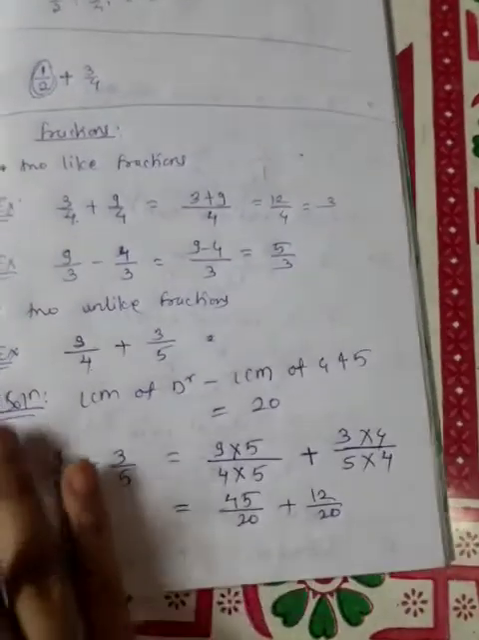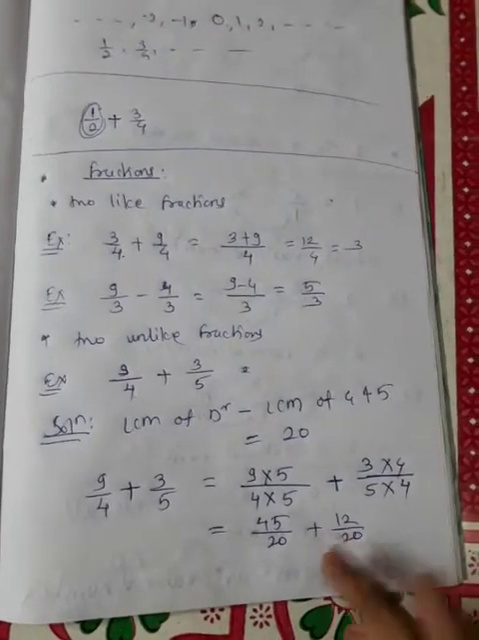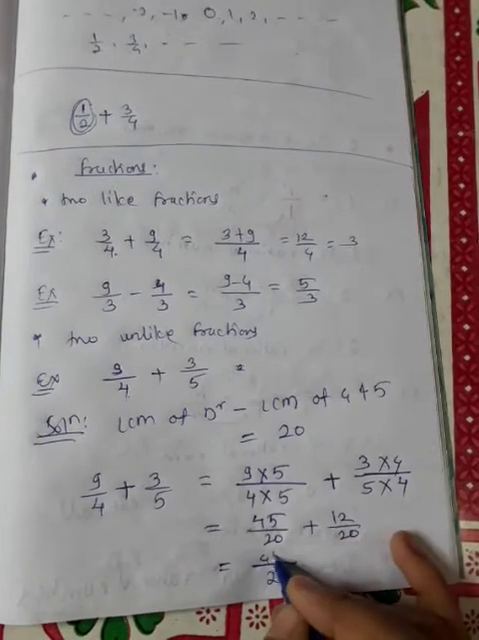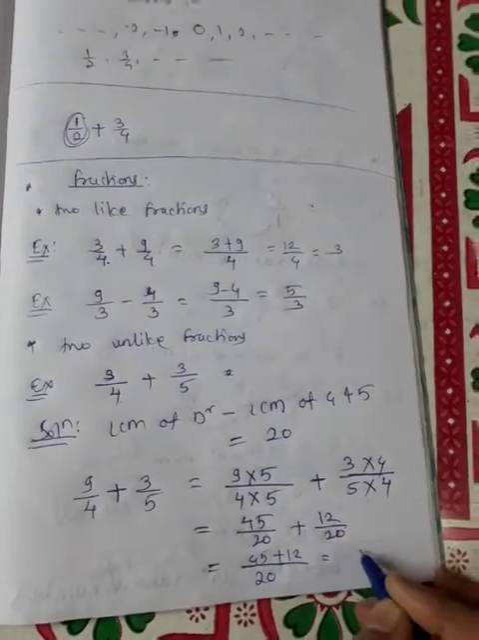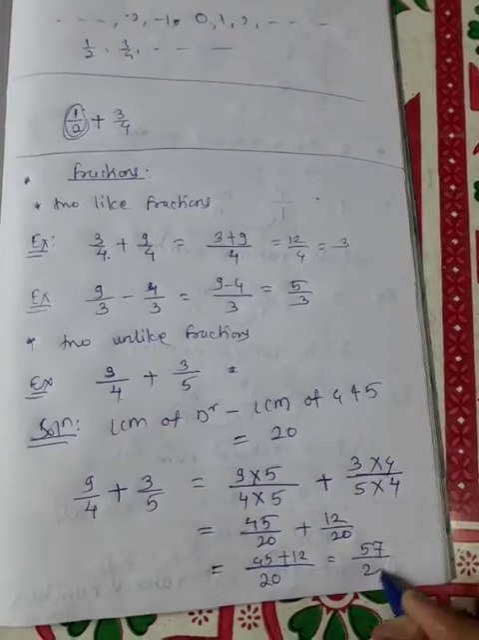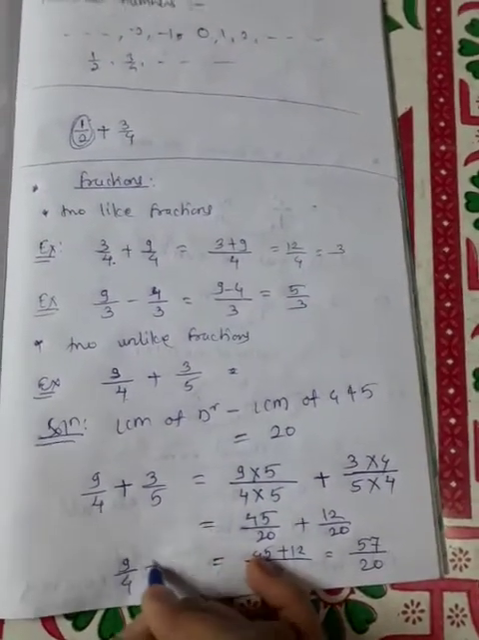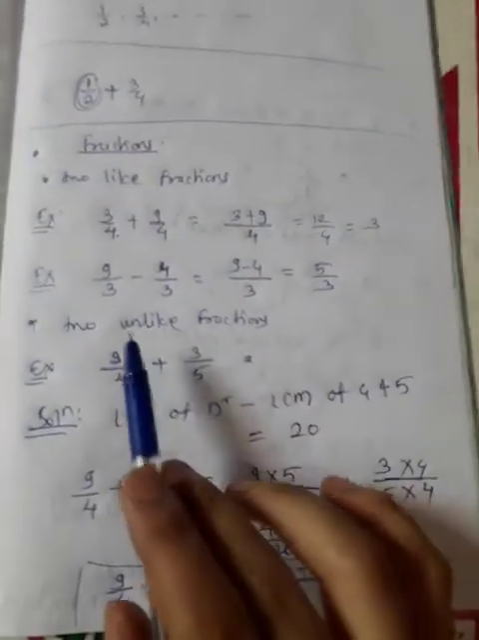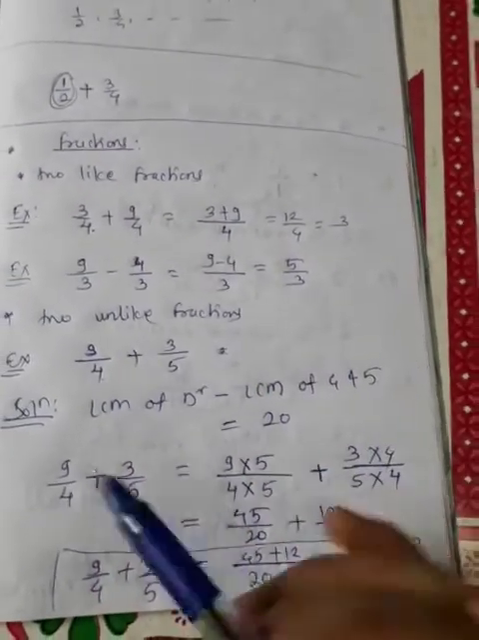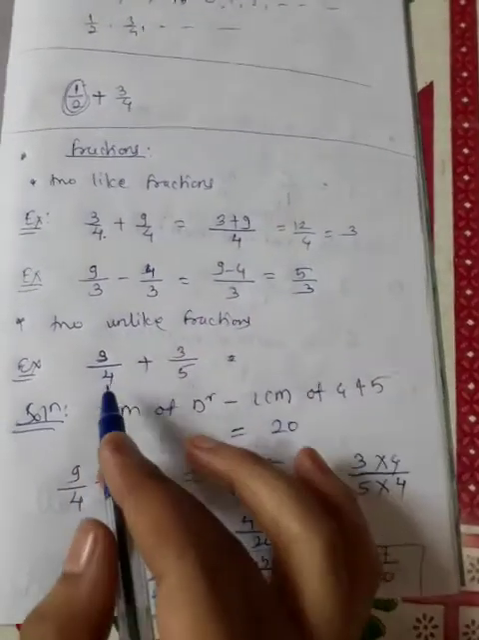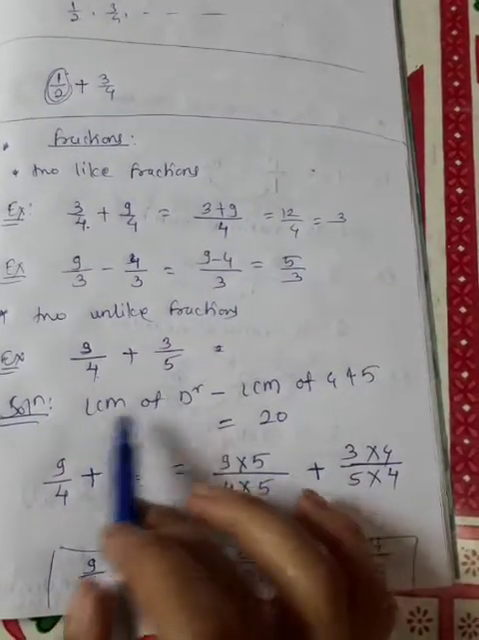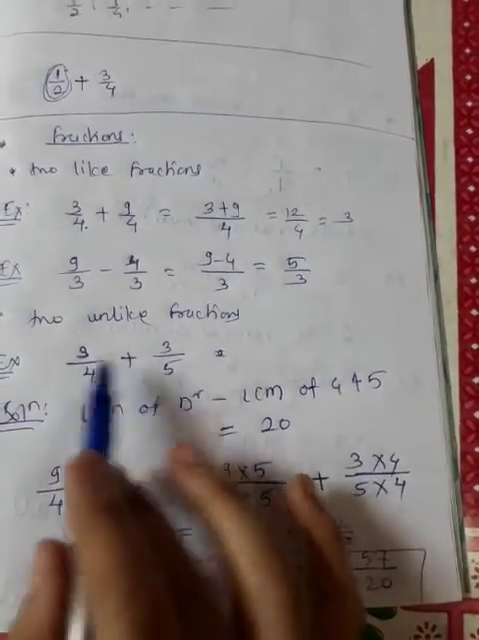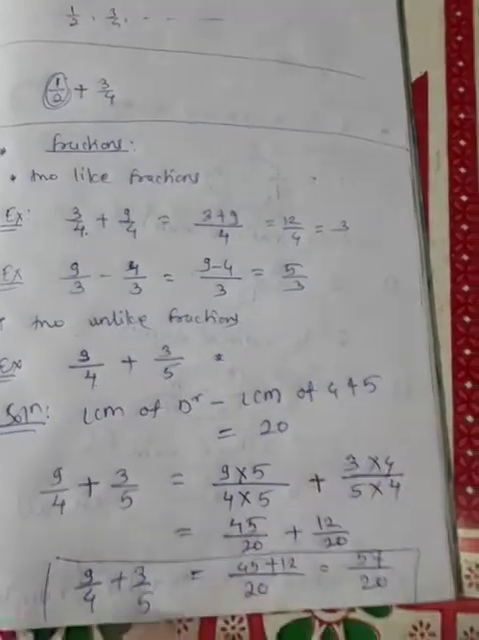Now see, the denominators of both fractions are the same, so when denominators are the same, keep it common and add the numerators. 45 plus 12, and what it gives, 57 upon 20. So the addition of these two unlike fractions is 57 upon 20. So you must know how to add two unlike fractions. Like this you can subtract two unlike fractions. For that, first find the LCM of the denominators, make the denominator of the fractions the LCM, and do the calculation.